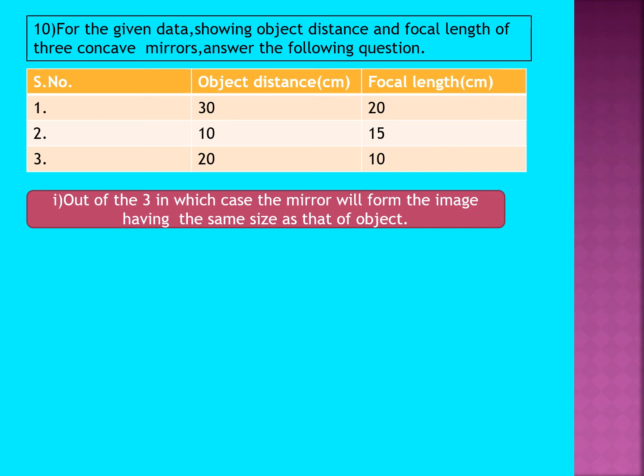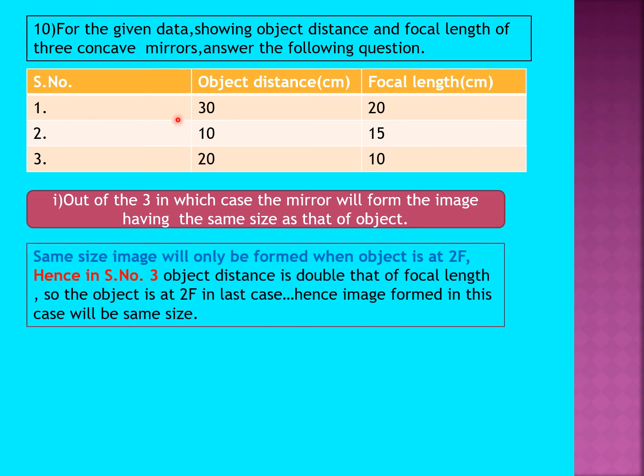Now you have to apply a little concept. When do we get an image of the same size as the object? When the object is at twice the focal length, that means when it is at the center of curvature. So now you have to check the three cases. Is the object distance twice the focal length? No. Is the object distance twice the focal length? No. Is the object distance twice the focal length? Yes. In the last case, the object distance was twice the focal length. The focal length was 10 and the object distance was 20. That means it is twice the focal length. So when the object is at 2f, only then will a same size image be formed.